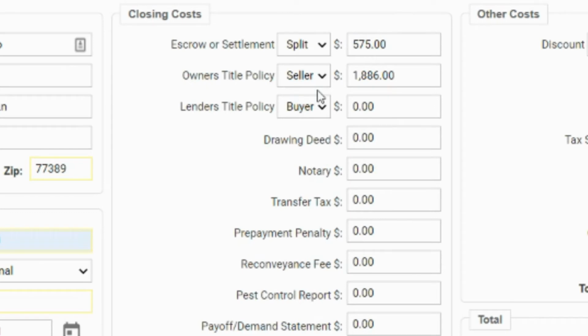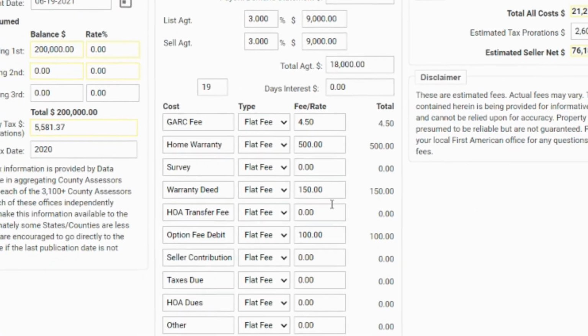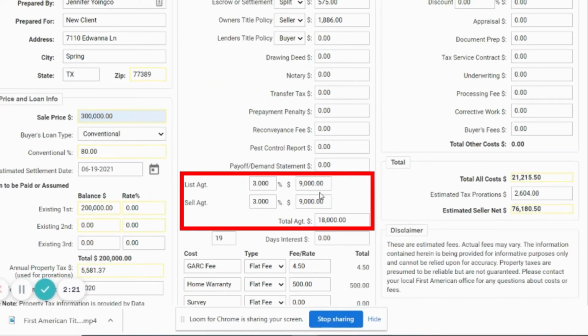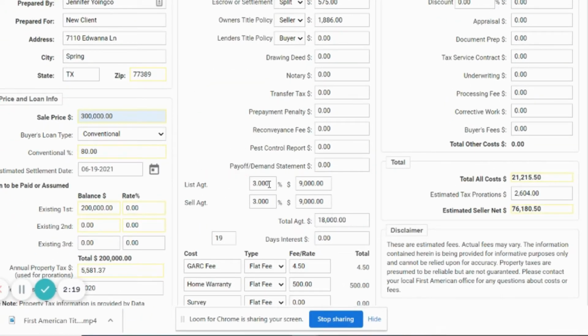These are the closing costs that are typically paid by the sellers. Owner's title policy, lender's title policy, that's the buyer, but this is seller. Escrow settlement statement, it's a split between the buyer and the seller. There are also certain reports that they can pay. And as far as the main bulk of the closing costs, it is the commissions of the agents. In here, they usually put it at 3%.